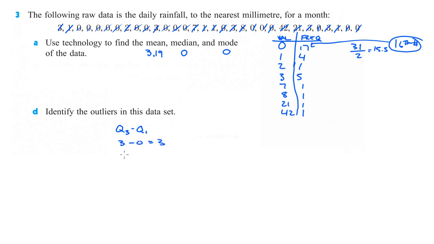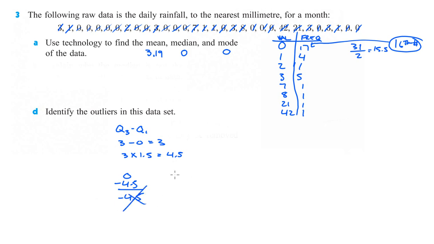And then we have to take that 3 and multiply it by 1.5, which gives us 4.5, right? And so we take 4.5 and subtract it from quartile 1, which is 0, to get negative 4.5. Anything that's less than negative 4.5 is an outlier, which obviously, since we're talking about rainfall, there's nothing that's going to be less than negative 4.5.